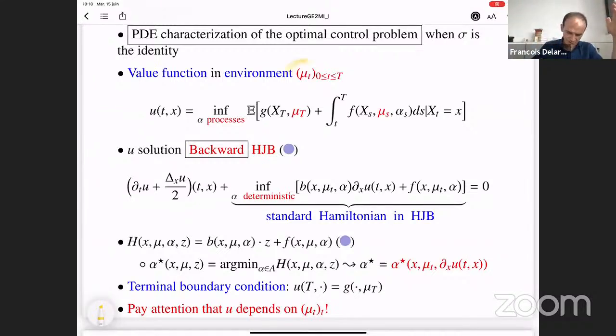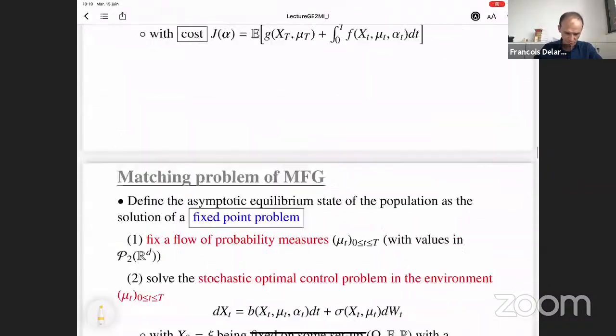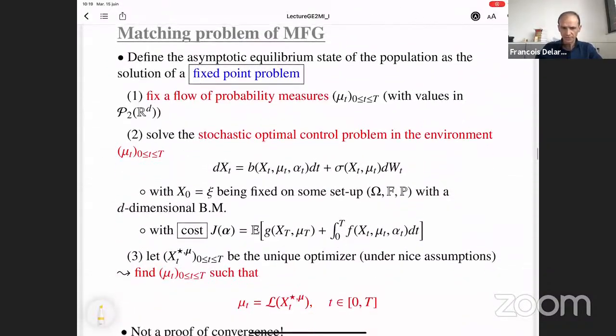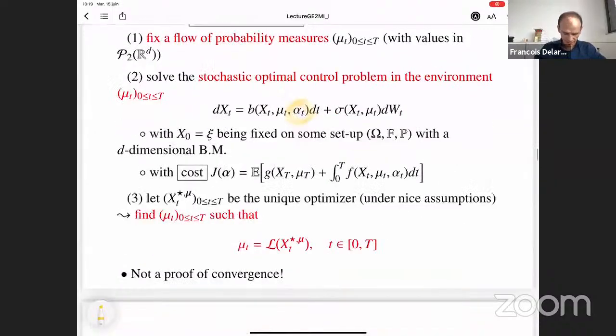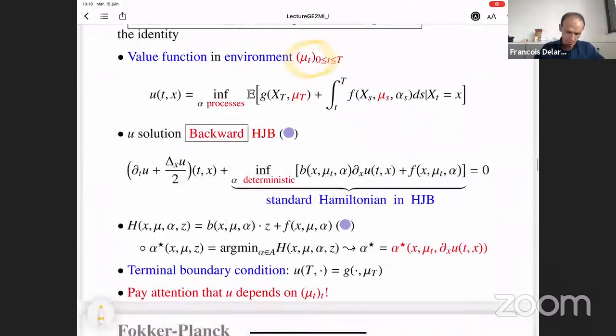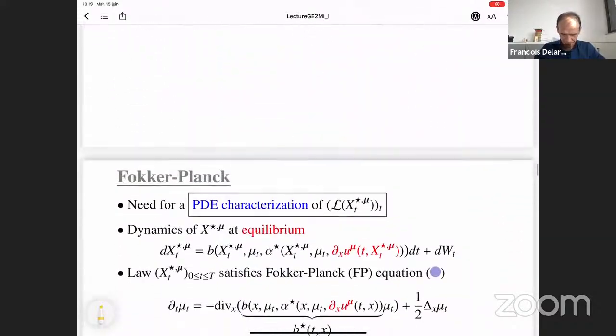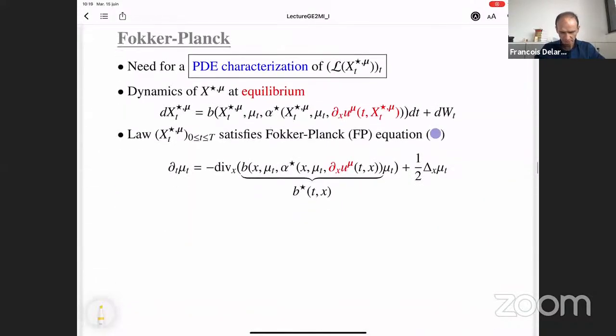So when I have fixed the candidate mu t for being the equilibrium, I know what is the best response to my stochastic control problem, the one I had in item two here. So I know that in this item two, the best feedback alpha when mu is frozen, this was the question that we had yesterday at the end of the lecture, is given by, in the problem I had, minus the gradient of the value function. If the model is a bit more complicated, this is a bit more complicated shape, but it doesn't really matter.